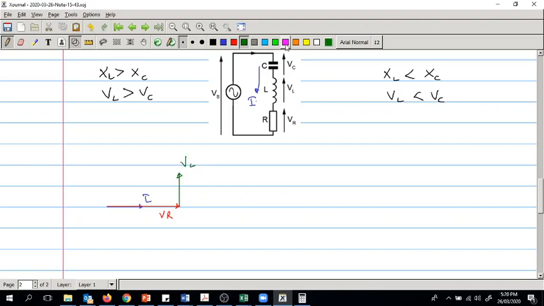VL goes upwards and VC actually goes downwards. Now it says VL is larger, so VC goes downwards. VC is smaller in size than VL, so the result is this. Oops, not that, but this, right? So this is VS, and you can see that it's still in the positive side, alpha, right? So alpha is positive, in the positive direction, right? So this is actually inductive.